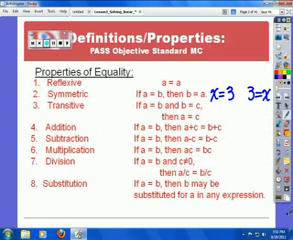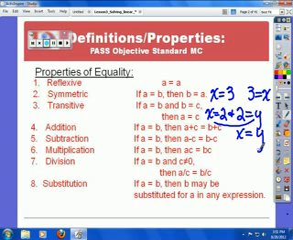The transitive property tells us that if the first term is equal to the second term and the second term is equal to the third term, then the first term has to be equal to the third term. An example would be x is equal to 2 and 2 is equal to y. If x is equal to 2 and 2 is equal to y, then x has to be equal to y also because of the transitive property.